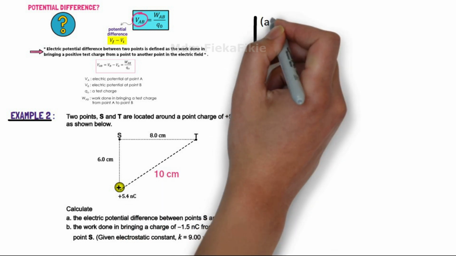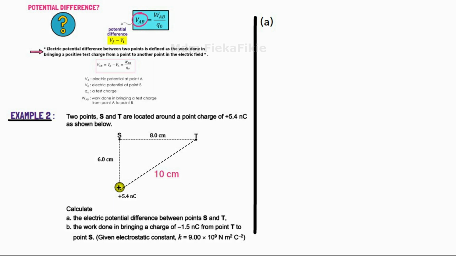So now let's try to answer question A. Calculate the electric potential difference between point S and T. So here we want to find delta V ST. We want to calculate the potential difference between point S and point T. But before we calculate Vs minus Vt, we need to first calculate what is the electric potential at point S, Vs, and what is the electric potential at point T, Vt. Okay? So here we can substitute V equal to KQ over R.